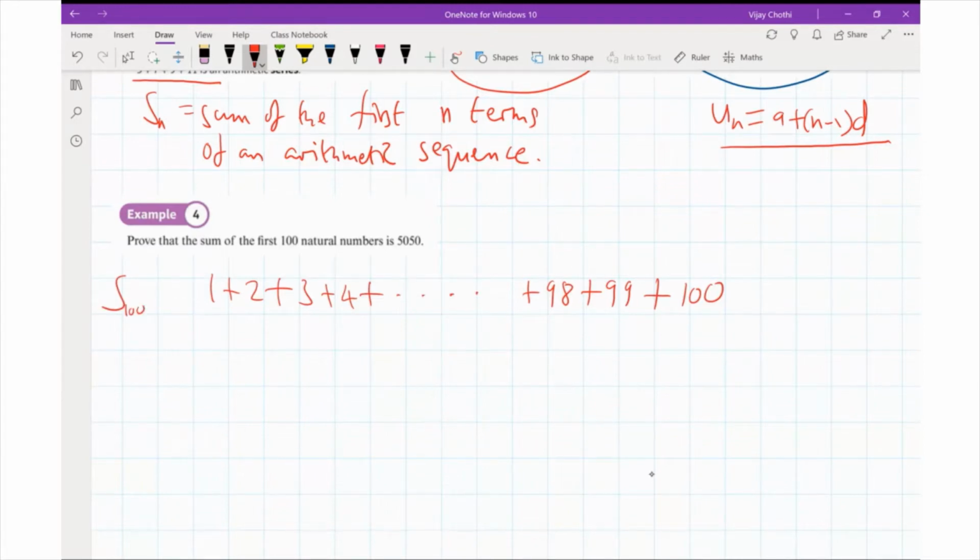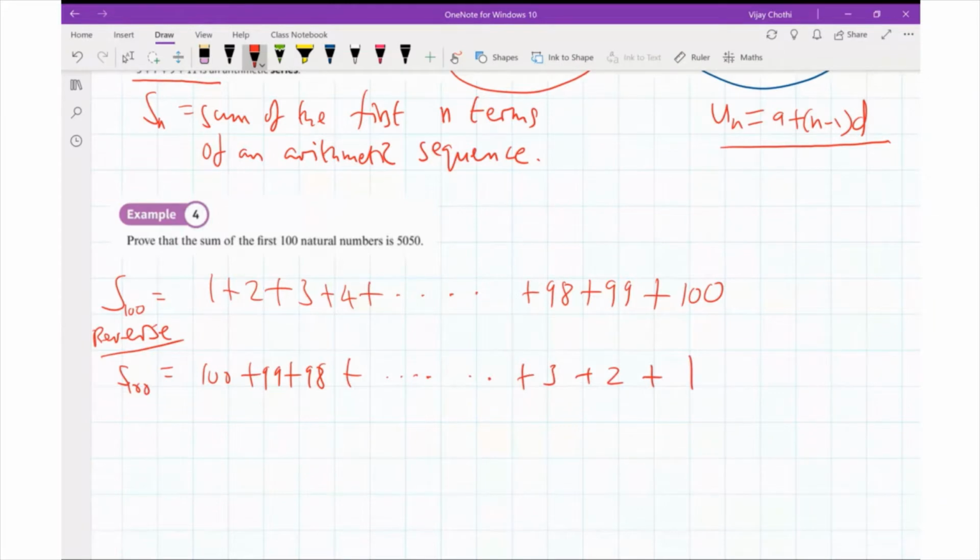So this is an arithmetic series. It goes up by 1 each time. First term is 1 as well. To calculate that sum, there's a clever way to do it. You write out this series backwards. So I'm going to reverse it. I'm going to start with 100 plus 99 plus 98, etc., all the way down to 3 plus 2 plus 1. So that's the same series written backwards.